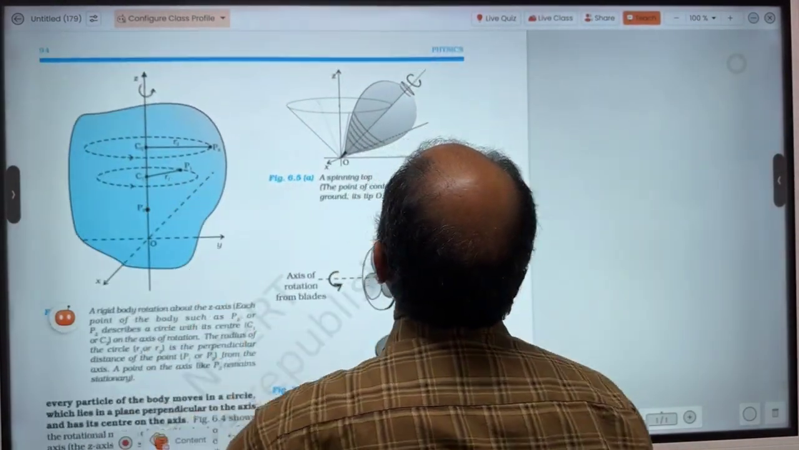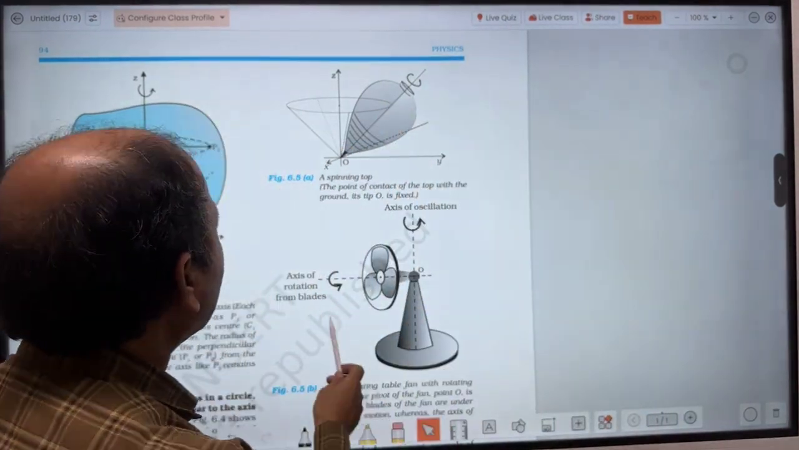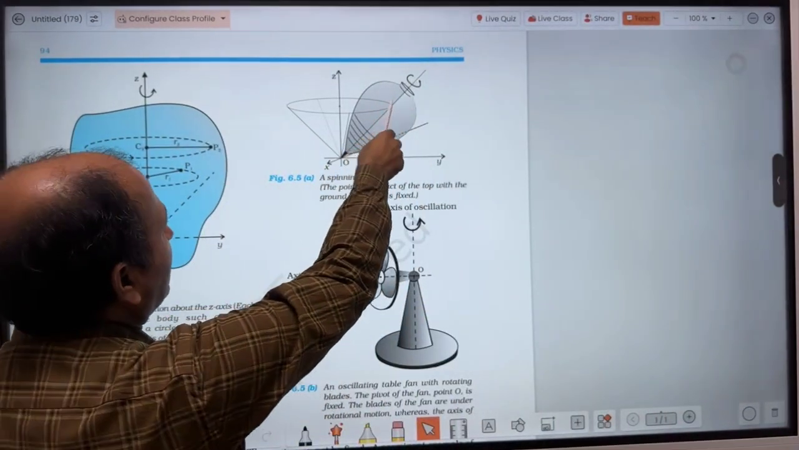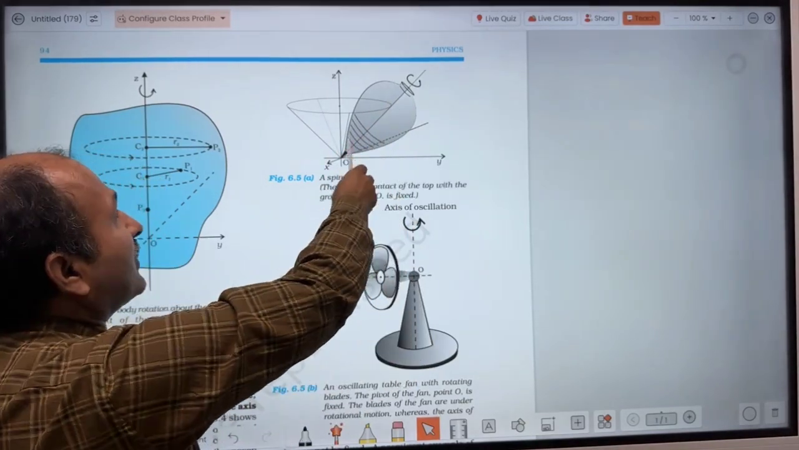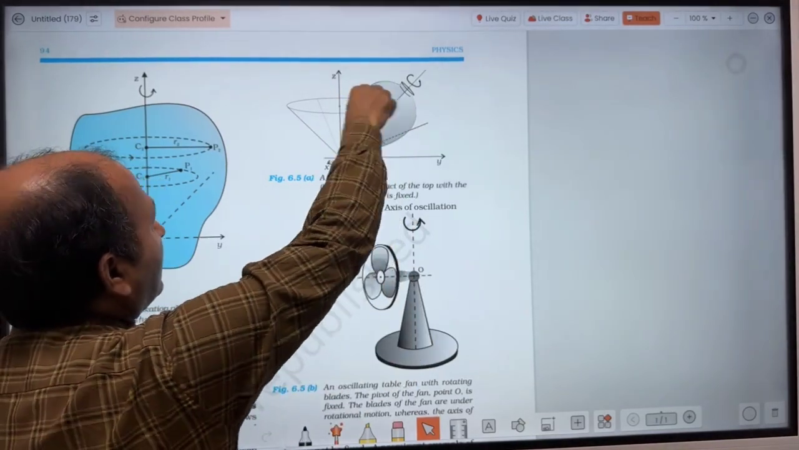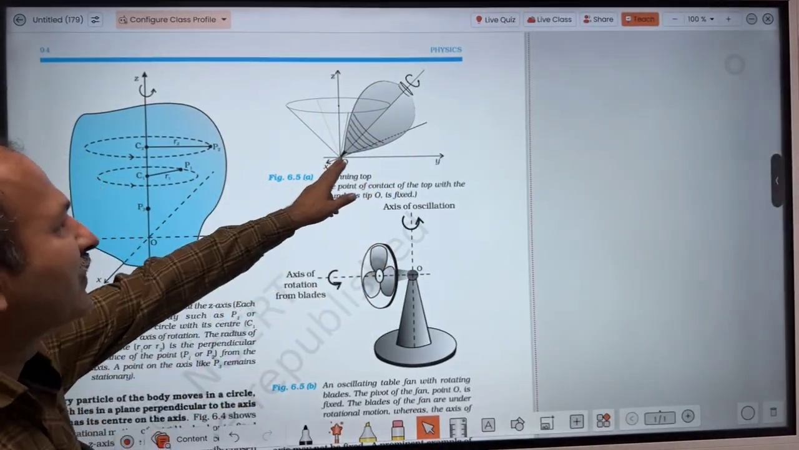Now if we consider the motion of the top, here the top is rotating. So there is no fixed axis. It can't rotate about a fixed axis. So here it will describe a cone, but this point will remain fixed.